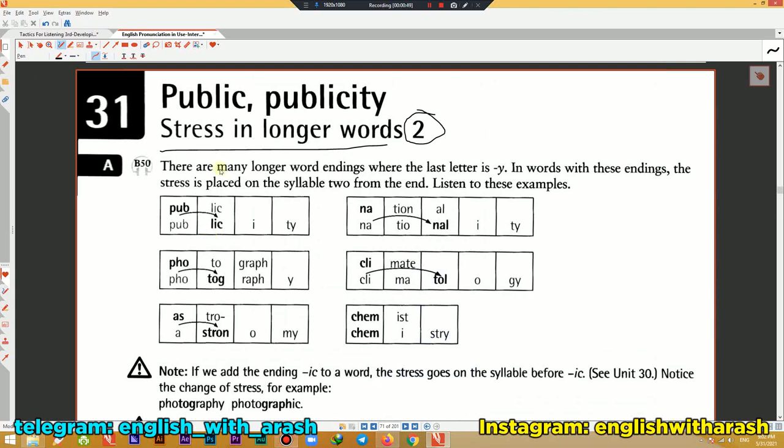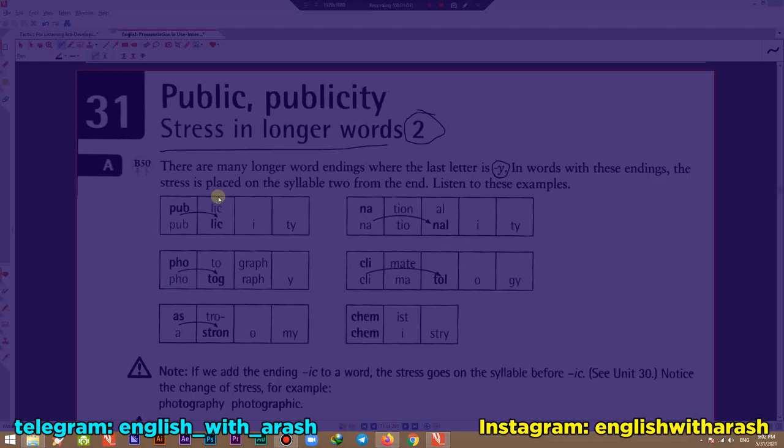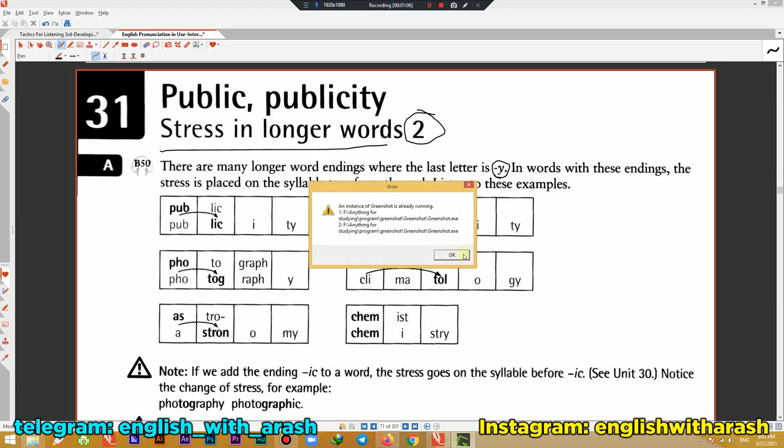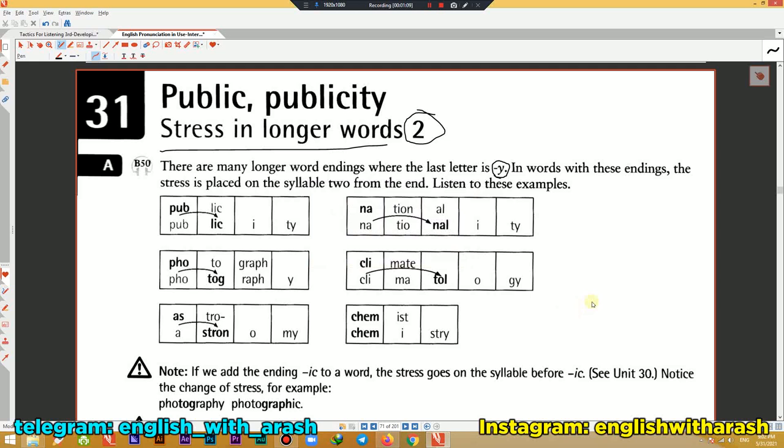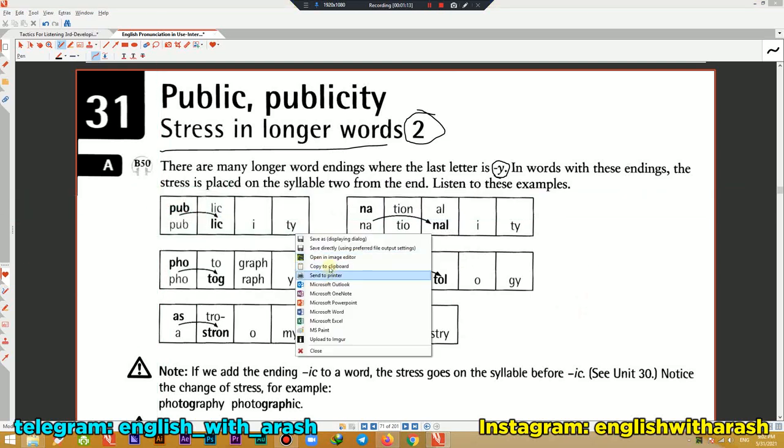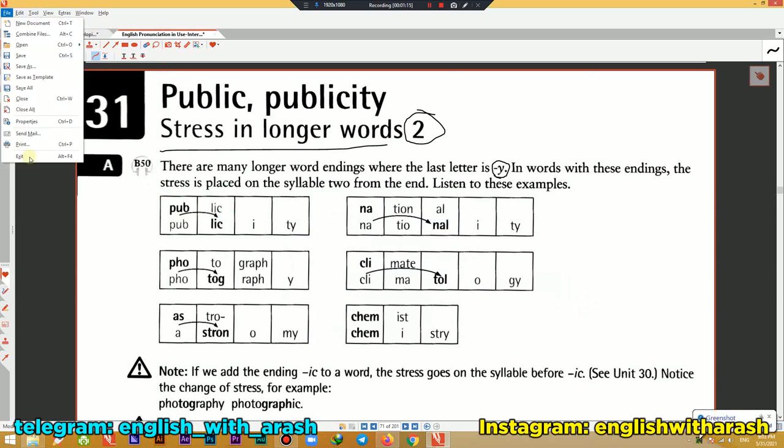Okay, there are many longer words ending where the last letter is Y. For example, we have the word public, and then we have the word publicity. Publicity. So let me get a screenshot of this because I want to explain it.